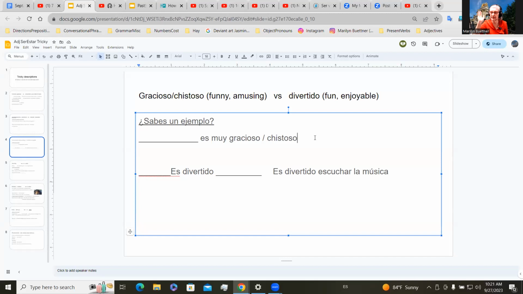Hay otro. Así, Diana. El grupo de hombres azules es muy gracioso. El grupo Blue Man Group, sí. Es un grupo de hombres, es como una banda, ¿no? Es performance art. Se dice en inglés, es performance art, ¿no? Sí, el grupo Blue Man es muy gracioso. Eso es, buen ejemplo. Bueno, hay otro ejemplo con gracioso o chistoso.